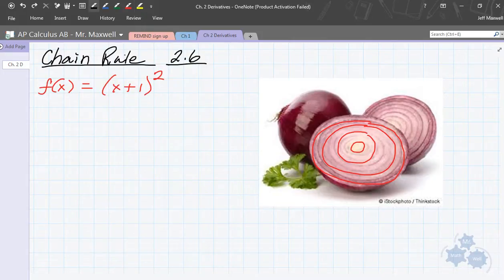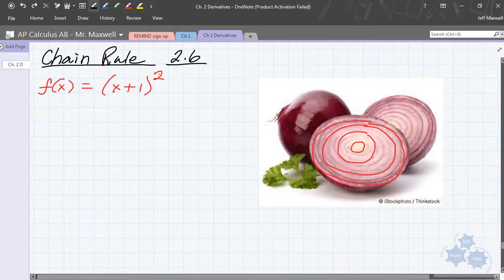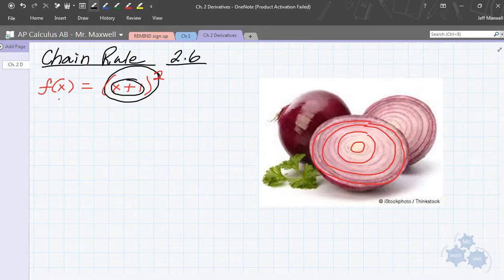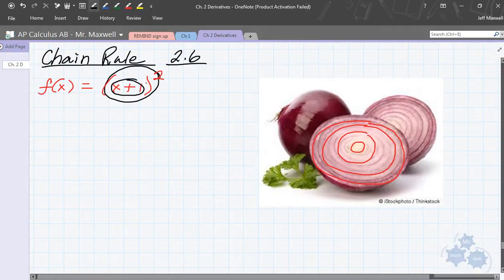Now, if we think about an onion, okay, the outside layer is this big function squared, right? The blob or the thing squared. That's the outside layer of the onion, and the inner layer of the onion would be this function that's actually inside. So you can kind of see how sometimes a function can be made up of several functions that are composed. So we would say that you have an outside function and an inside function. Those are the terms I'm going to use.